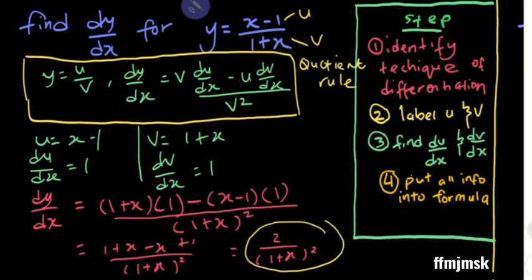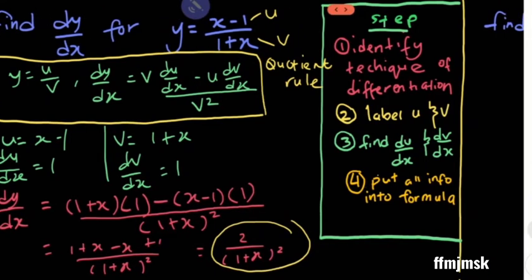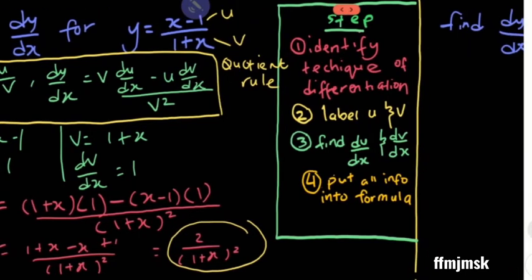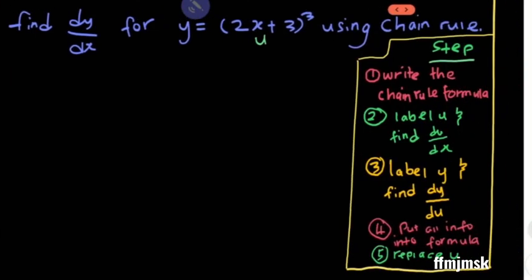Alright. So in this example, we use the quotient rule that involves 4 steps. I hope you can remember all these steps. So the first step is identify the technique of differentiation. It is very important because sometimes you have to choose the right technique, because the information is not given in the question.